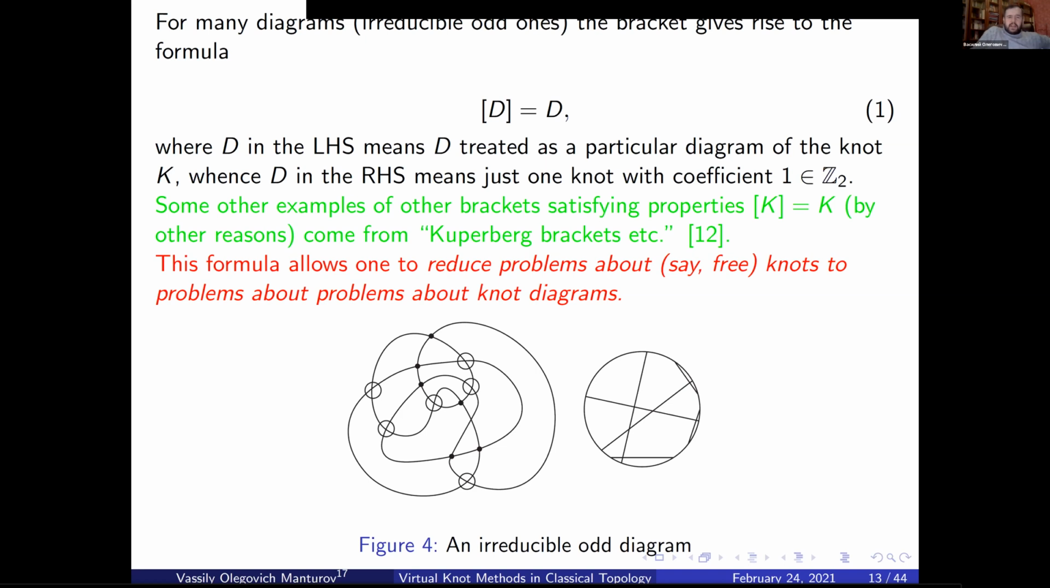So these encircled crossings in the left part of this irreducible odd diagram on the left are just the crossings which do not exist on this diagram on the right, but which do appear if we try to draw on the plane something which is not drawable. And actually, the theorem due to Gauss was that if something is drawable on the plane, then all crossings are even. And actually, Gauss made some mistakes.